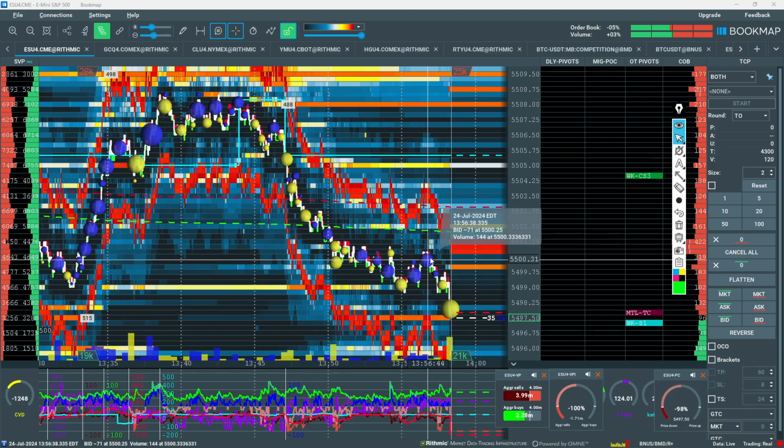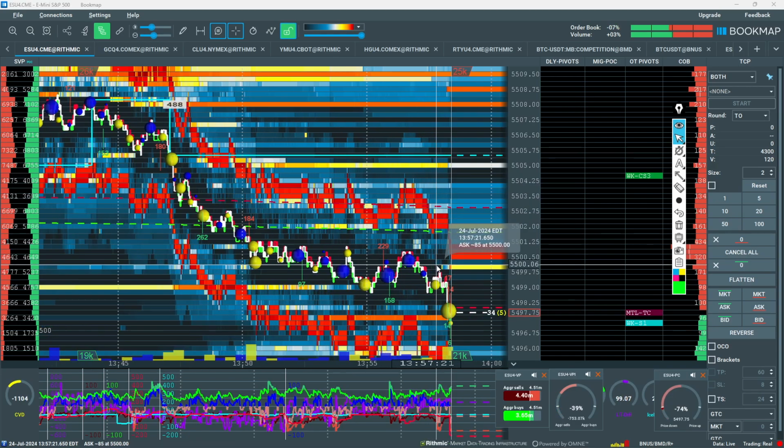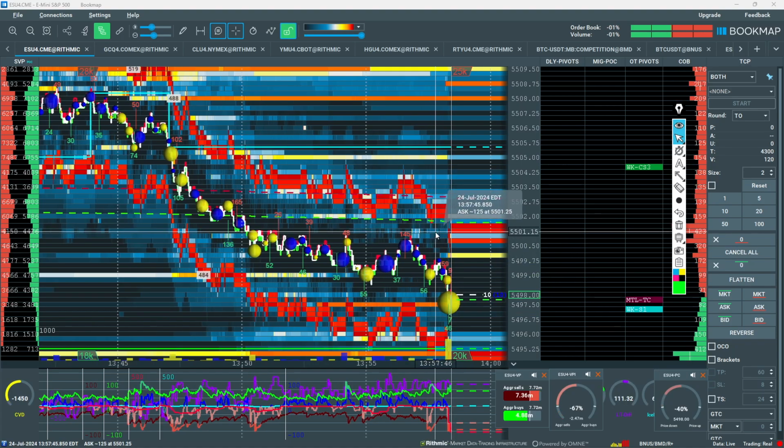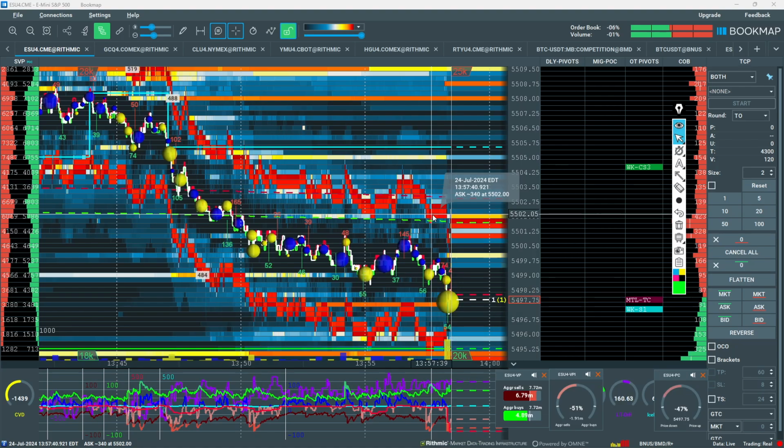So we didn't get the retest up here. Once you start seeing the breakdown here, you could enter, put your stop above that level and above minus P1.